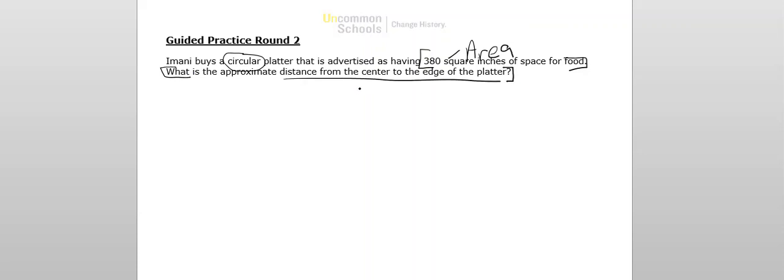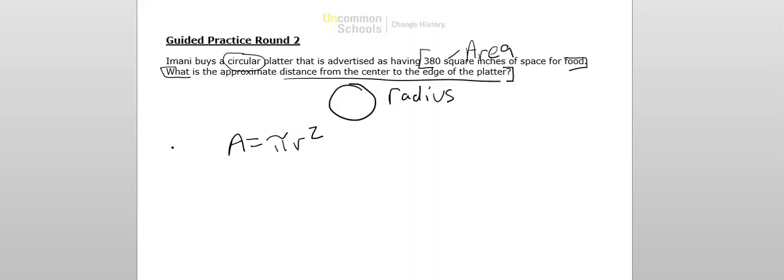Well, what is that asking me for? When I have a circle and I'm going from the center to the edge, that's my radius. So this problem is asking me to find the radius of this circle, and I've been given the area. So I'm going to have to do a little bit of backwards work. I'm going to write my formula for area. Area is equal to pi r squared. And I'm going to fill in the information that I know.